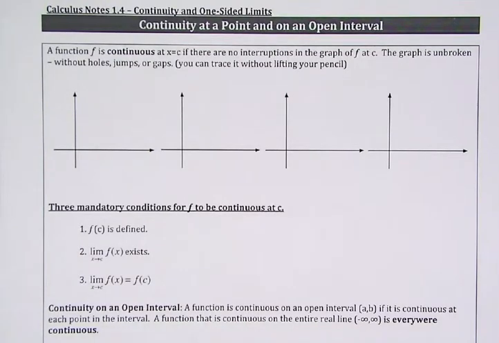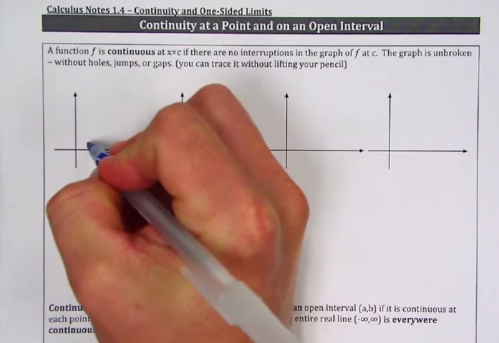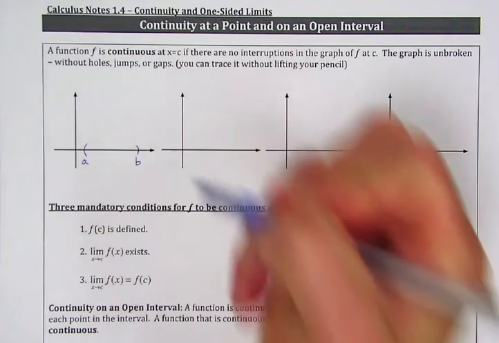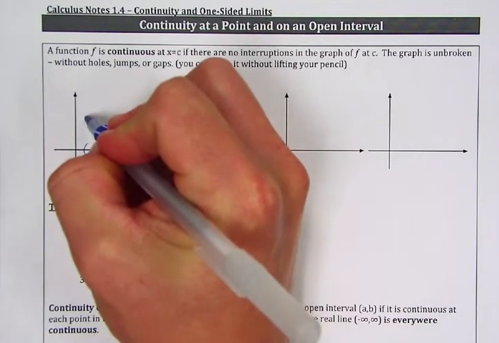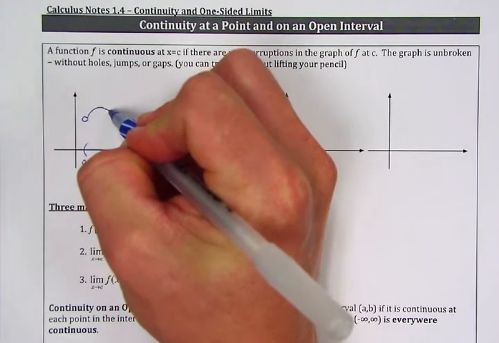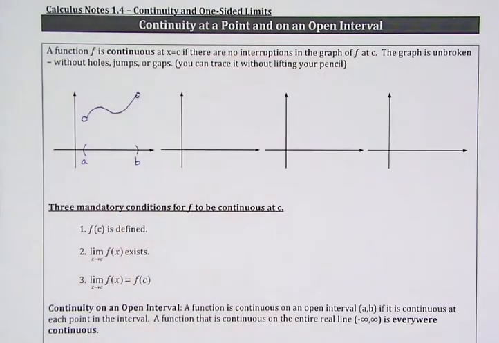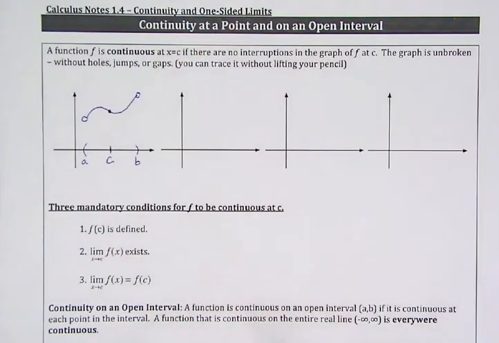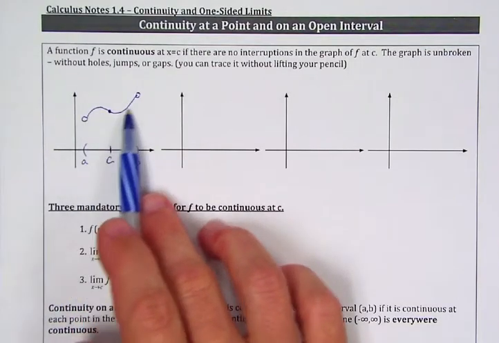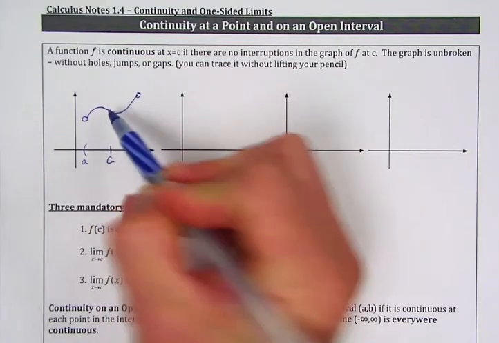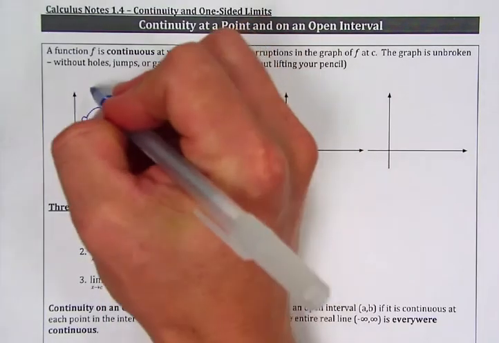So we're going to do this on an open interval. We're going to use the parentheses here to indicate that, which means we don't actually care what's happening at f of a or at f of b. So here at x equals c, this is continuous if there are no interruptions in the graph. You can see here that I can trace my pencil without lifting it, and therefore this would be continuous.